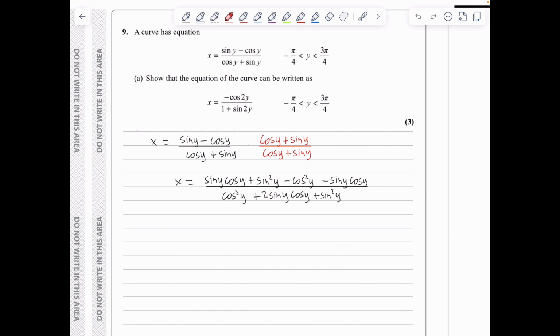Well, we can see that in the numerator, the sine y cos y will cancel out, and we can write this as x is minus brackets cos squared y minus sine squared y, whereas in the denominator, the cos squared y plus sine squared y is simply 1, and the 2 sine y cos y is the double angle for sine, so plus sine 2y, and then x is minus cos of 2y over 1 plus sine 2y, using the fact that cos squared y minus sine squared y is cos of 2y.